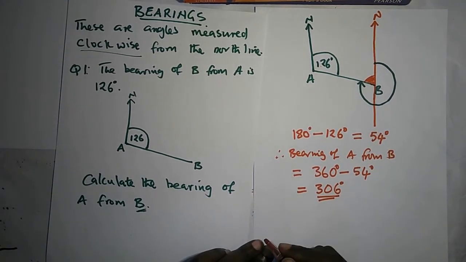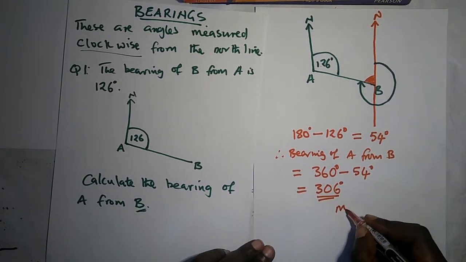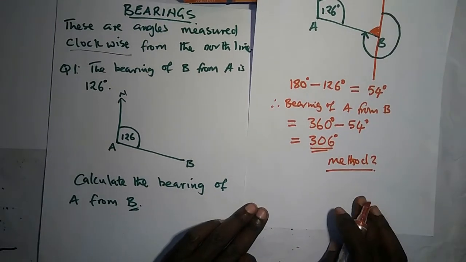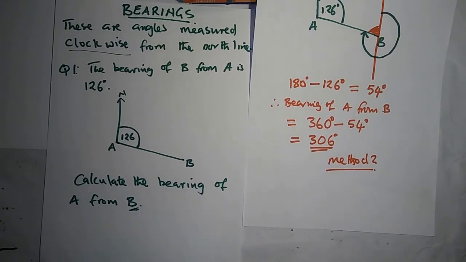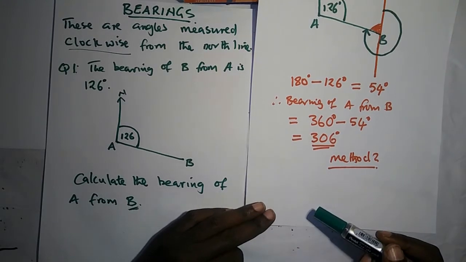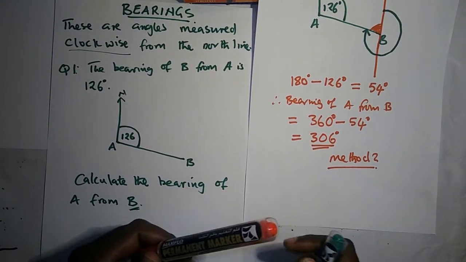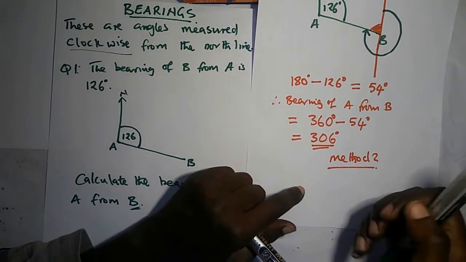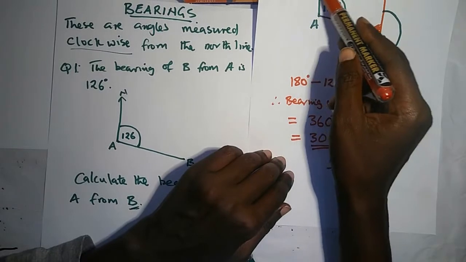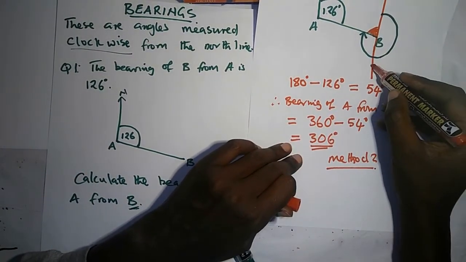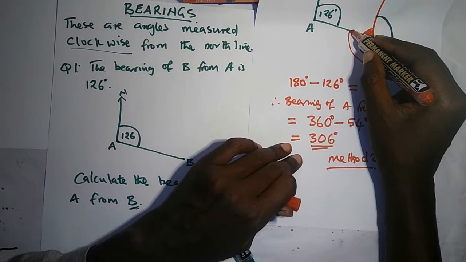But there's a second method that you can use here, and the second method is this. So we'll say method number 2. When you have a north and another north here, you have alternating angles, or angles in a Z. I'm going to show which ones are alternating angles here. So you have this 126 degrees here, and also this angle from the red line going all the way up to that green line there.